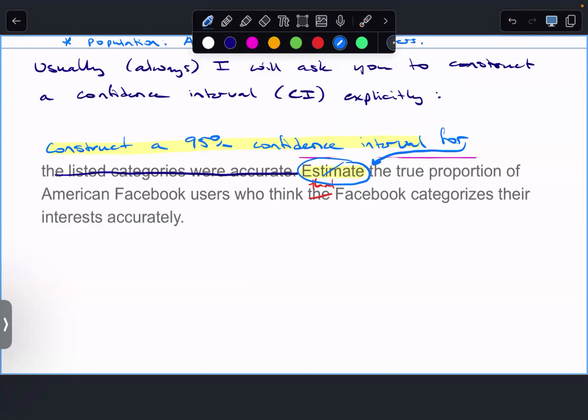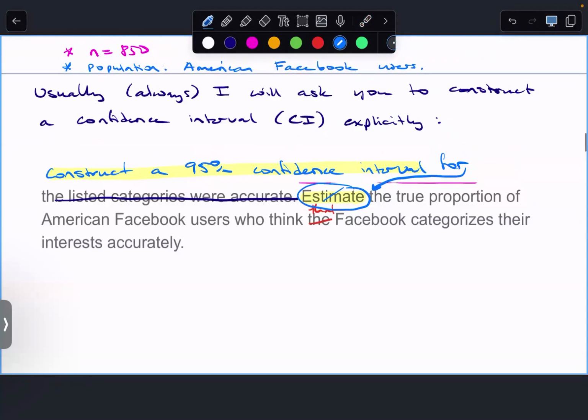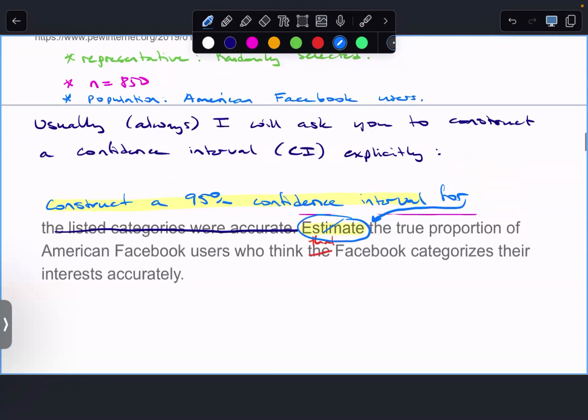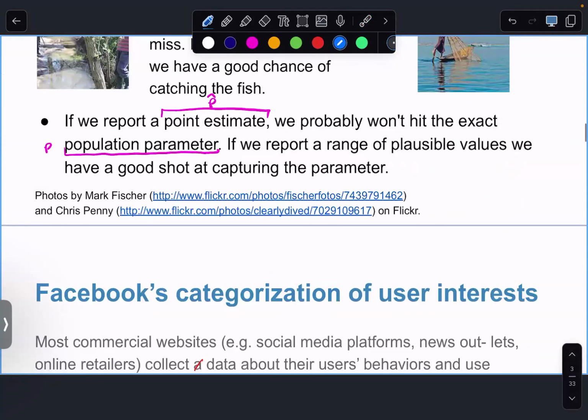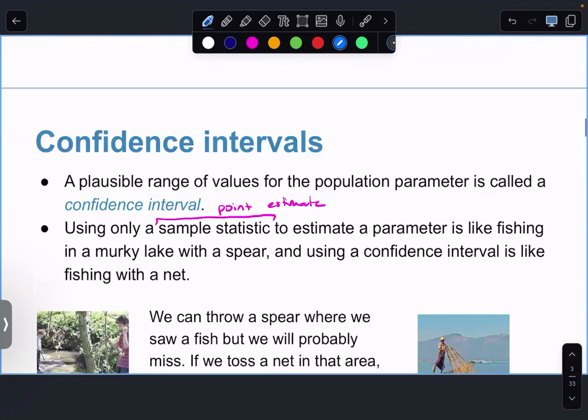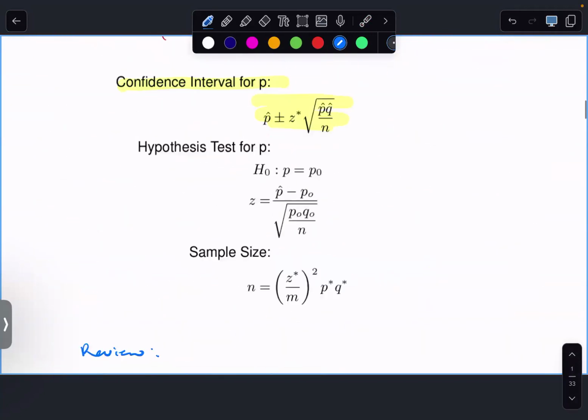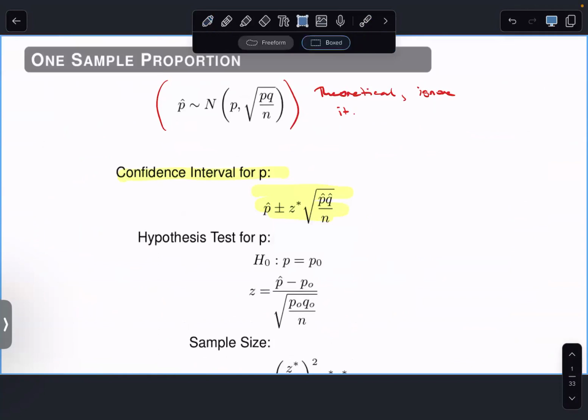So let's see here. If we go to the formula sheet, and I'm going to erase this just temporarily. Copy. There.